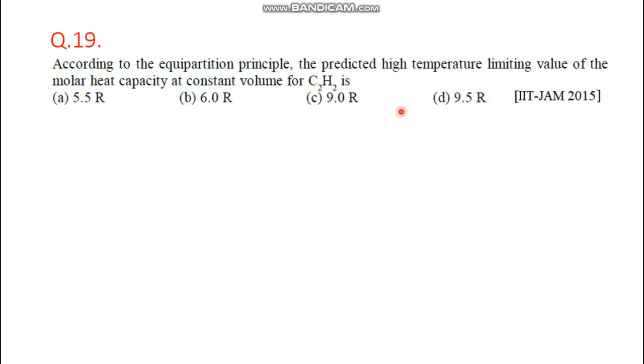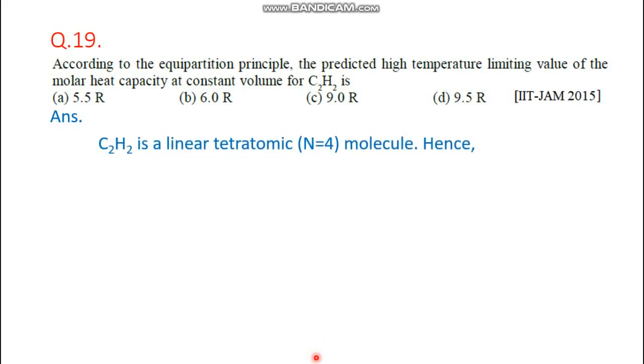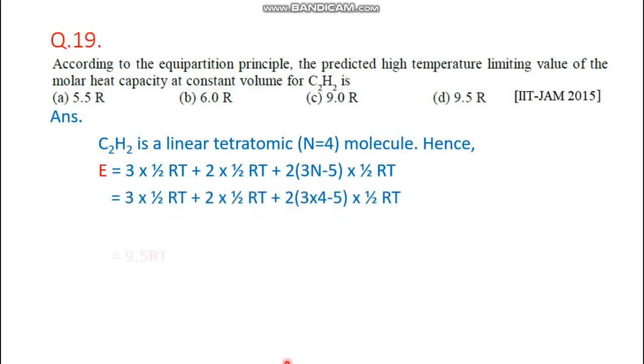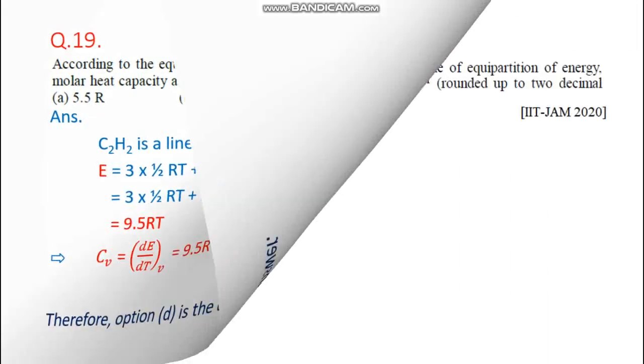Okay, fine. The question is: according to the equipartition principle, the predicted high temperature limiting value of the molar heat capacity at constant volume for acetylene is which one? This is a tetraatomic molecule, and the value of N equals 4 here. Therefore, for a linear molecule, using the same equation number 30, we just put 4 in place of N, and the value is finally 9.5 RT. So Cv is 9.5 R. Therefore, option D is the correct answer.